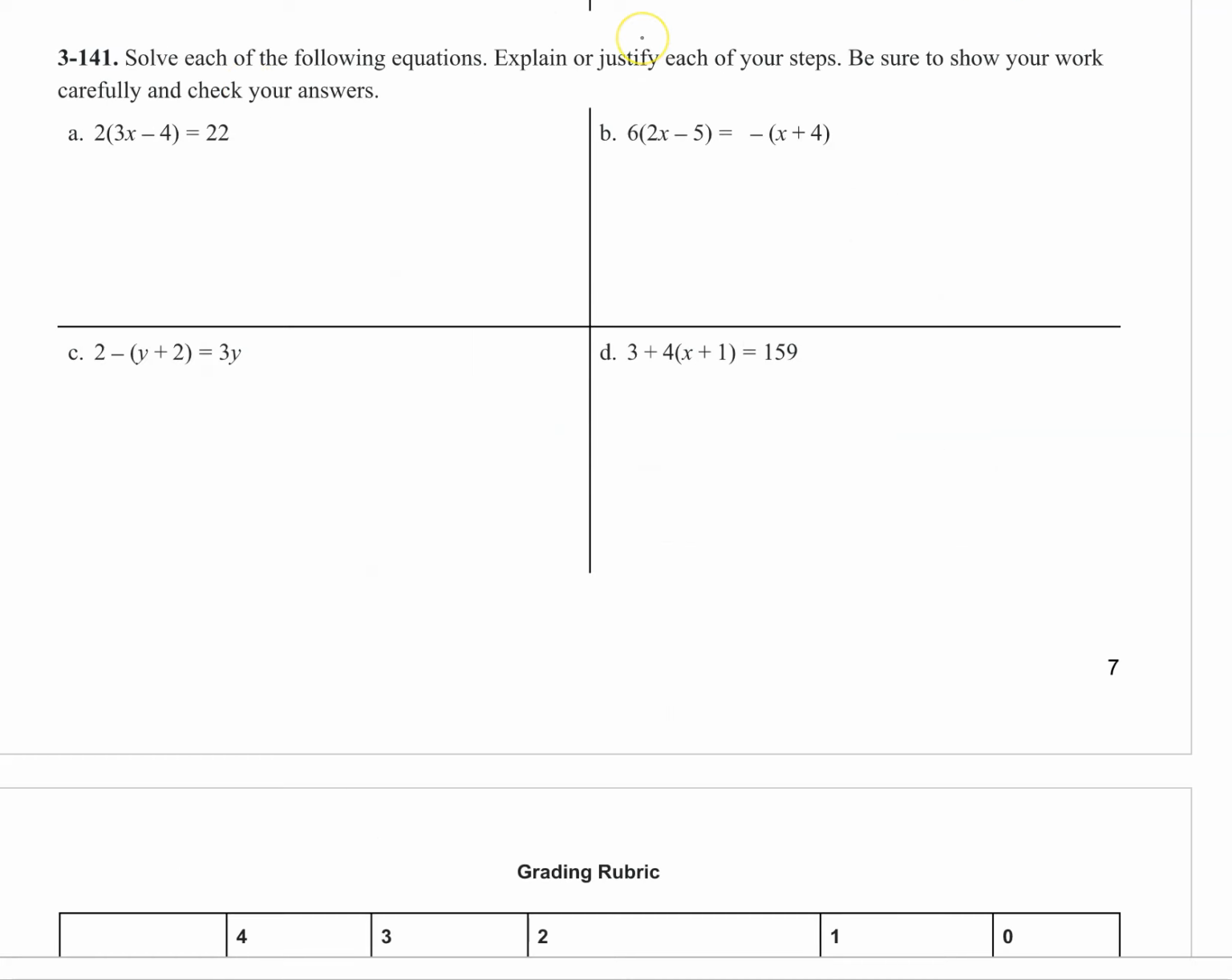Solve each of the following equations. 141. Explain or justify each of your steps. Be sure to show your work carefully and check your answers. Let's do C and B. B. Solve by rewriting. Distribute the 6 on the left side. Distribute the negative sign on the right side.